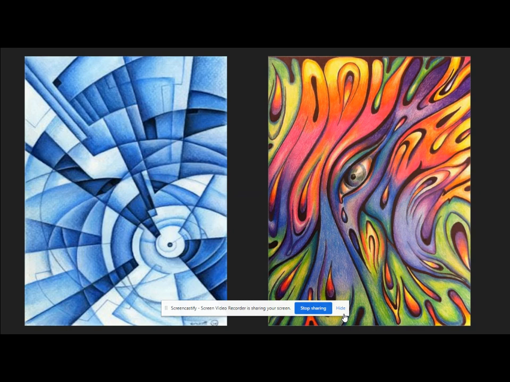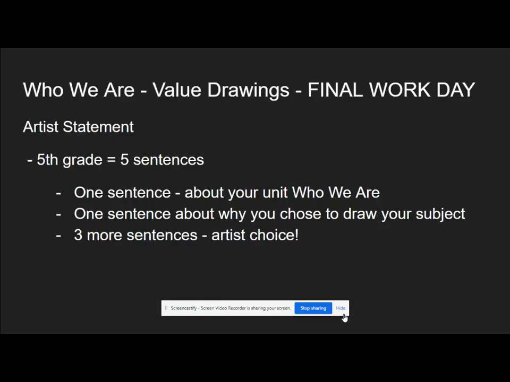Okay. Once you have finished your final drawing, you are going to write your artist statement. So we've gotten pretty used to this over the years. It's 1 sentence per grade level. So in 5th grade, you would write 5 sentences. This is a connection to your Who We Are unit. So your first sentence needs to be about your Who We Are unit. It can be something about the unit that you learned in your classroom. It can be something that you learned about your unit in art. It's really totally up to you. I just want you to share something with me about your unit.